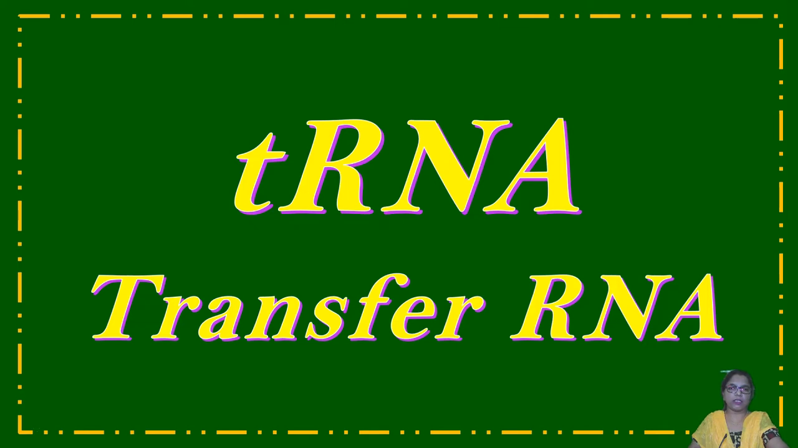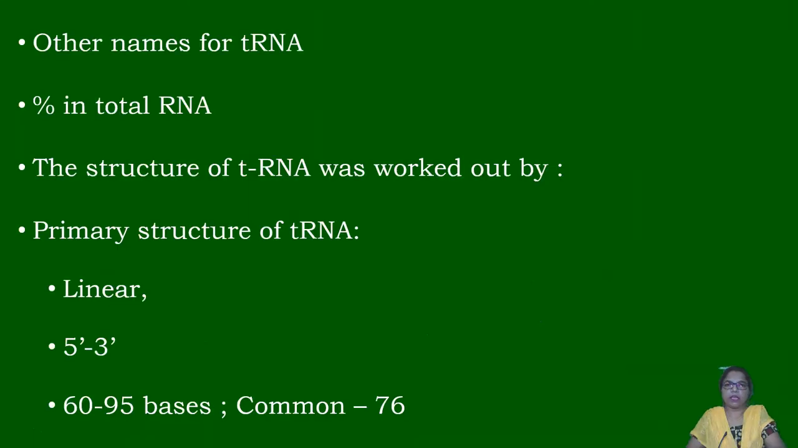tRNA is known as transfer RNA. There are other names for the tRNA, which are the soluble RNA. It is also known as supernatant RNA because it is obtained in the supernatant when we centrifuge different types of RNA. And it accounts for about 12 to 15% in the total RNA concentration.